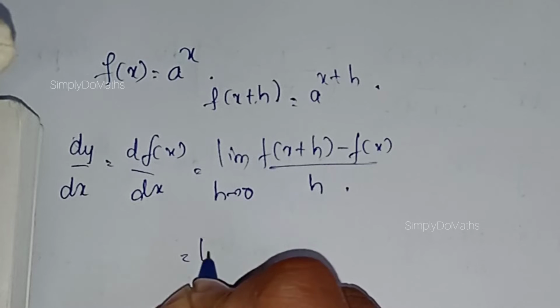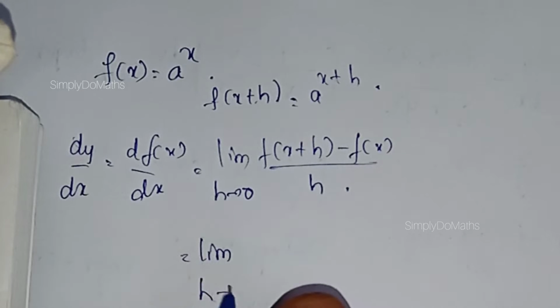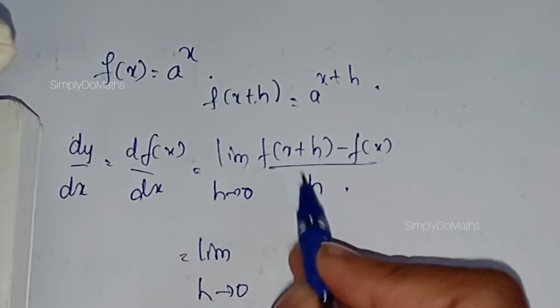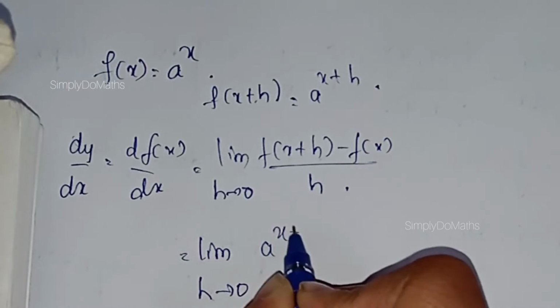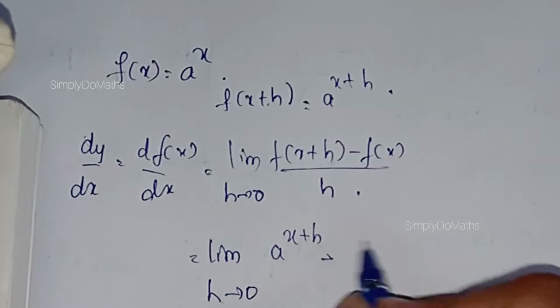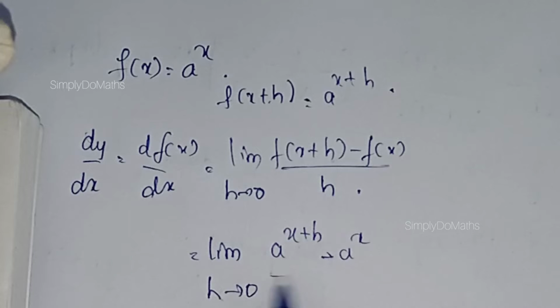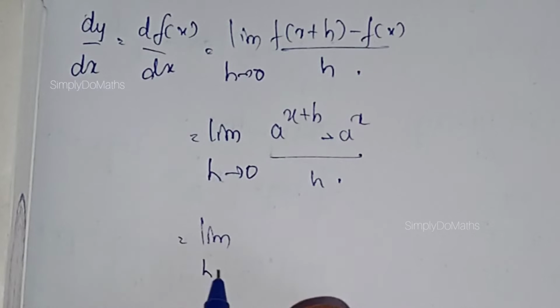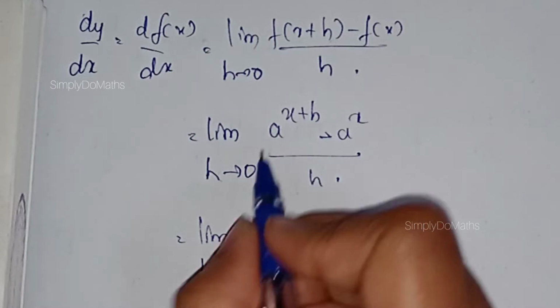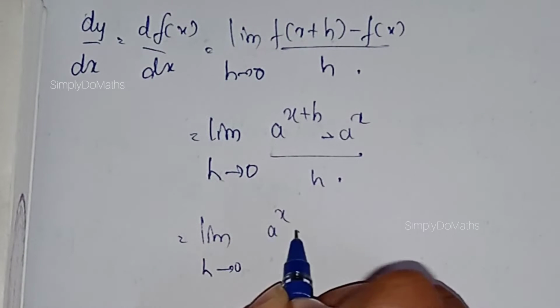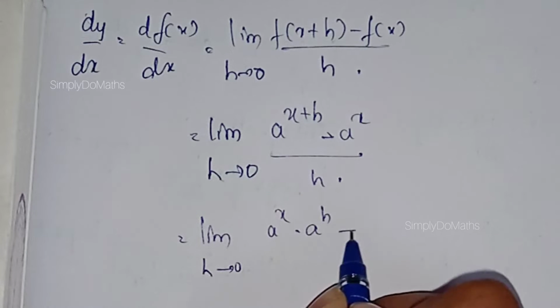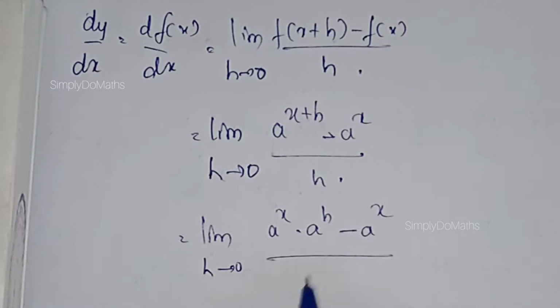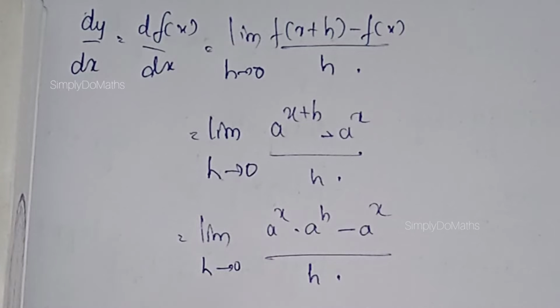So let us substitute all the values. Limit as h tending to 0. f of x plus h is nothing but a raised to x plus h, minus f of x, which is nothing but a raised to x, divided by h. Now this can be written as limit as h tending to 0. This a raised to x plus h can be written as a raised to x into a raised to h, minus a raised to x, divided by h.